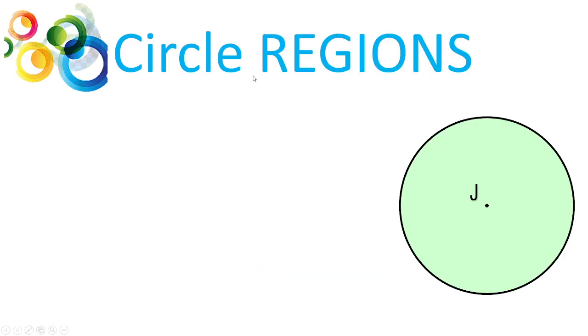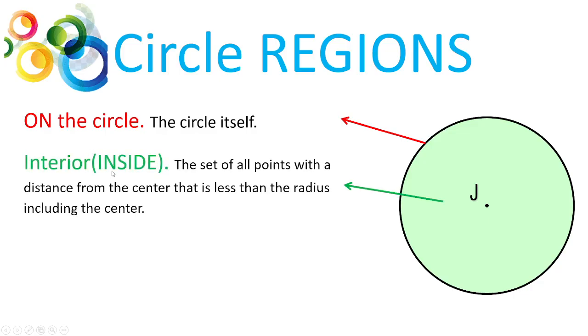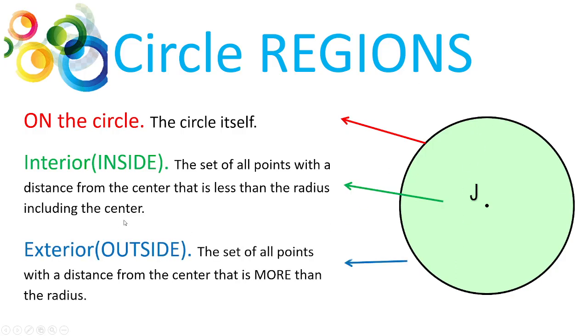Now let's proceed with the regions. There are three regions. First, we have on the circle, the boundary itself, the circle itself. These are the points on the circle. Next, we have the interior. As the name suggests, interior, inside. So the green shade, including the center, that's inside this boundary or this circle. And of course, you guess it right, the third would be exterior or the outside.